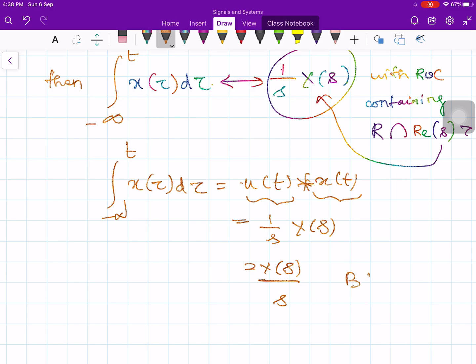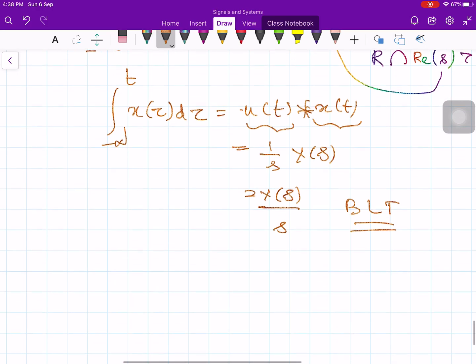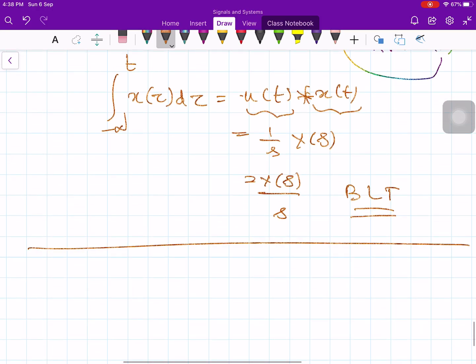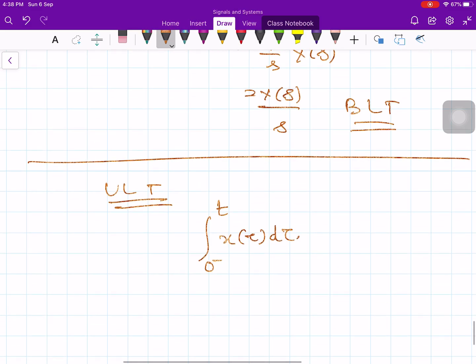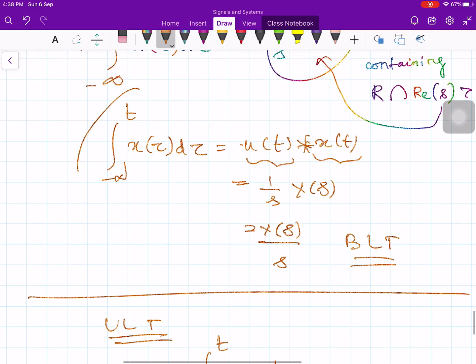Now let us consider what will happen for the unilateral Laplace transform. The same property, with slight changes between the bilateral and unilateral Laplace transform. In the unilateral Laplace transform the limit changes: 0 minus to t of x of tau d tau. The earlier one was an indefinite integral from minus infinity; now here I have a definite integral.